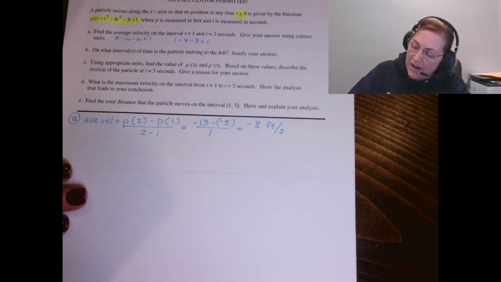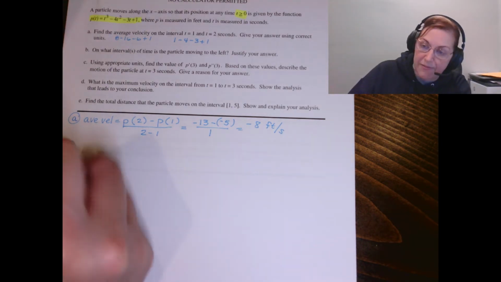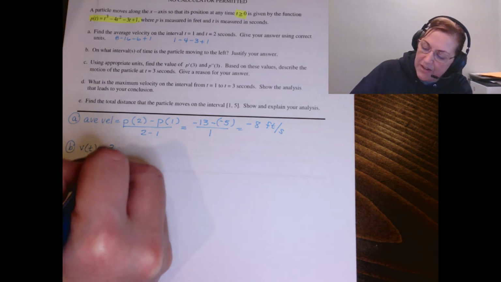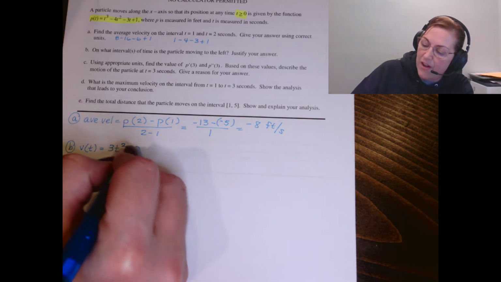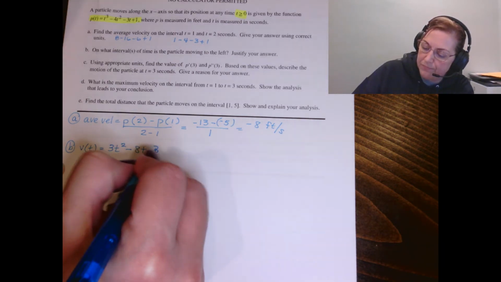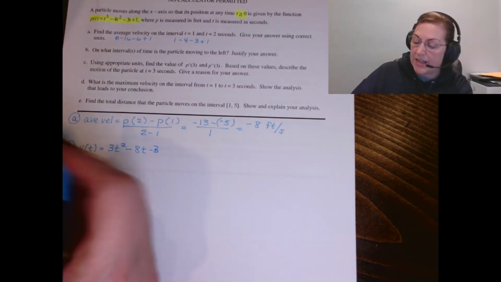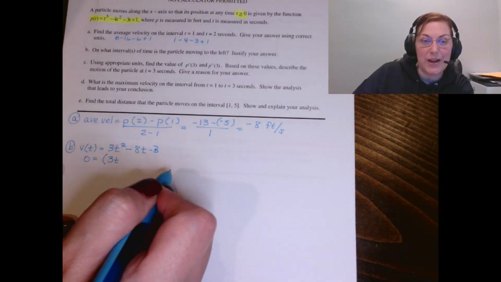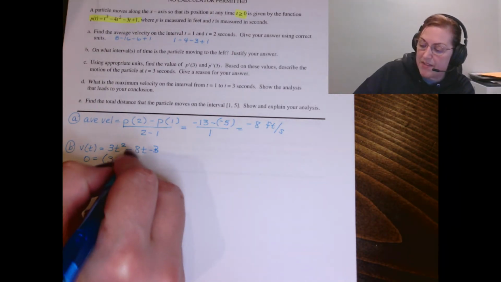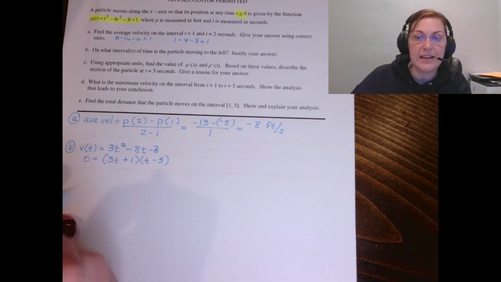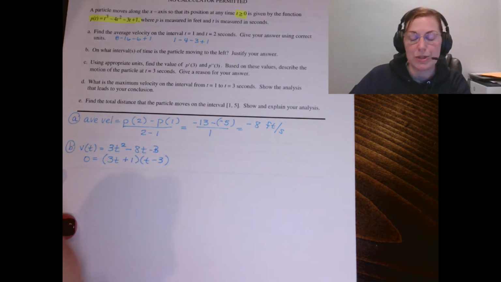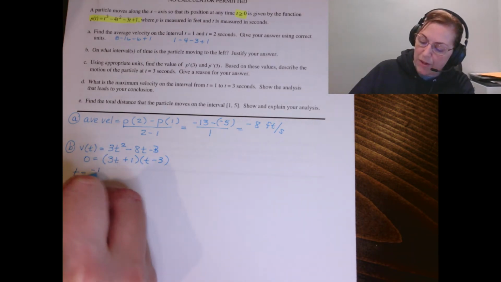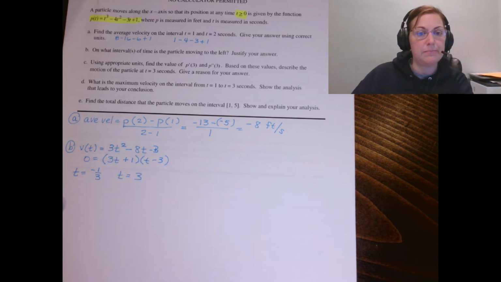Now, on B, we're asked when does the object move to the left? So we're going to need the velocity. I'll go ahead and take the derivative since velocity is the derivative of the position, and I'm going to set it equal to 0. Now, if you are remembering curve sketching, you're going, oh, we've done this. You're right. We have done this. It's the same technique, but we're applying it to particle motion. So I factored our velocity. I found that t will be negative 1/3 or t will be 3.